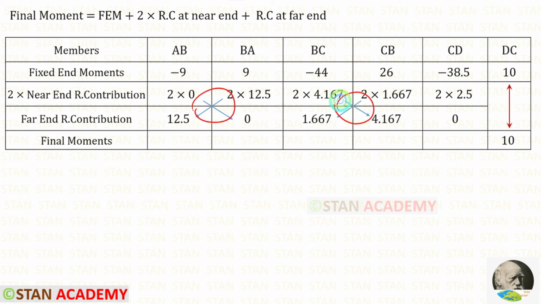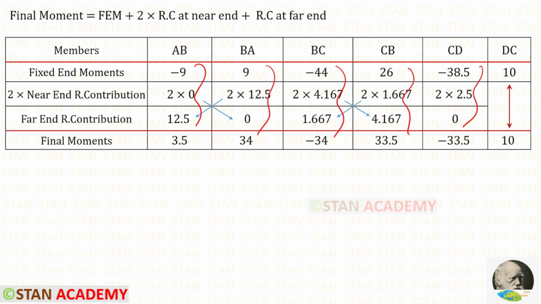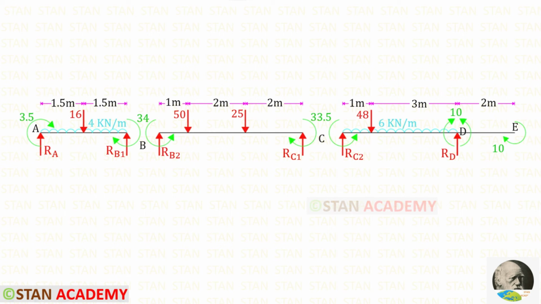Then, using the arrows, we can enter the far end rotation contributions. Then we have to add these three. After adding, we are getting the final moments. For DC, we have already found the final moment. Now we are going to find the vertical reactions.